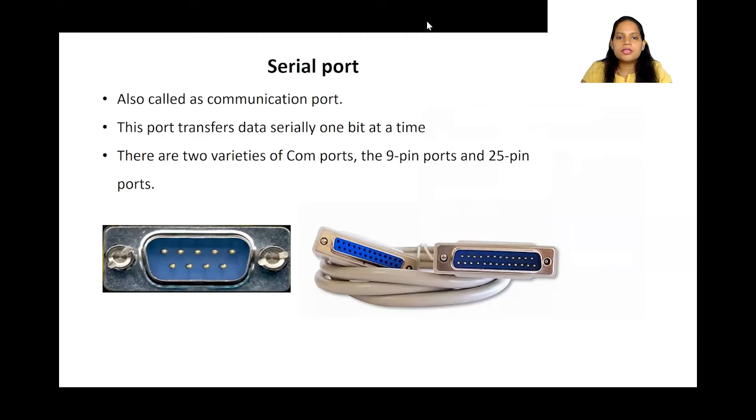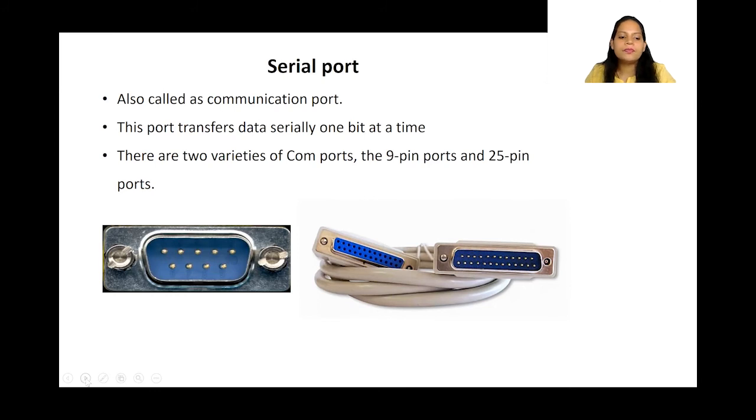Okay, so see, the first one is serial port. As you can see, serial port is also called a communication port. This port transfers data serially, one bit at a time. So if there is data, it gets transferred one bit at a time via these wires. There are two varieties of COM ports, the 9-pin ports and 25-pin ports. As you can see here, there are 9 pins, and there are 25-pin ports. Now this is about serial ports.